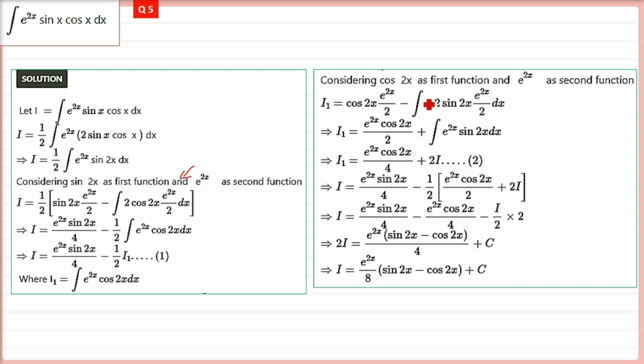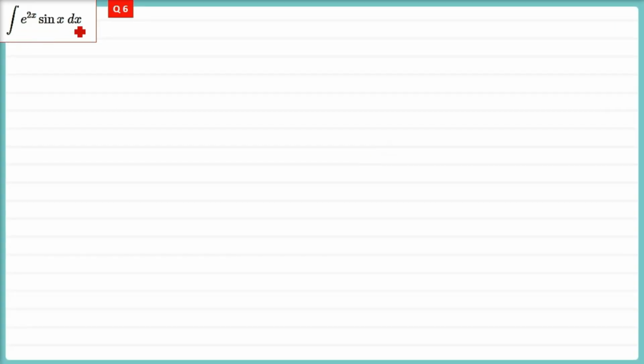And all this English-like language is very important because you are actually making it understood by another person. Integral of e raised to x sin x dx. So we'll again apply ILATE here. In this ILATE, sin x will come as the first function and e raised to x as the second function. So this integration will be the integration of e raised to x sin x that we are doing.